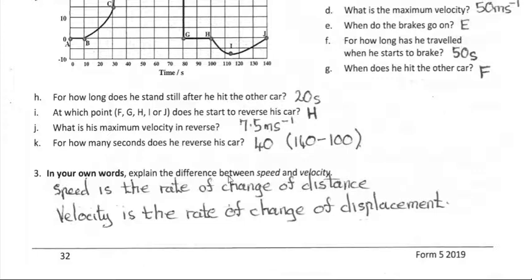In your own words, explain the difference between speed and velocity. However you want to put it in your own words, but you could write: speed is the rate of change of distance, velocity is the rate of change of displacement.